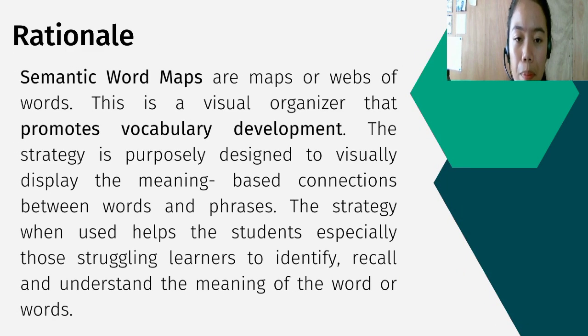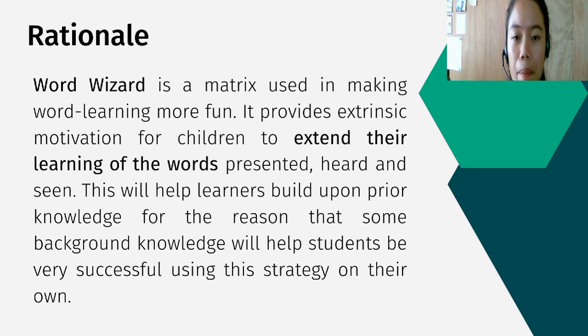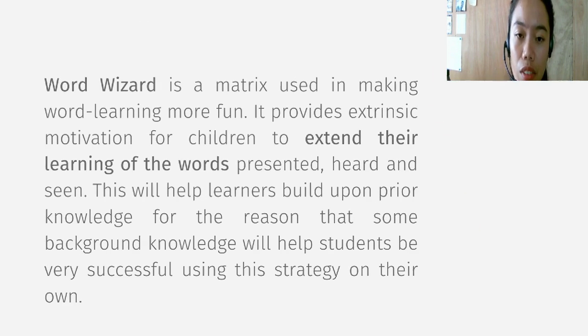Semantic word maps are maps or webs of words, and this is a visual organizer that promotes vocabulary development. On the other hand, Word Wizard is a matrix used in making word learning more fun. It provides extrinsic motivation for children to extend their learning of the words presented, heard, and seen. So this will help the learners build upon prior knowledge, for the reason that some background knowledge will help students be very successful using this strategy alone.